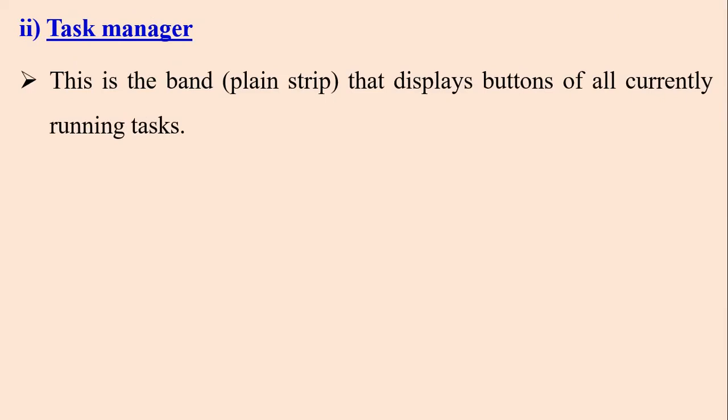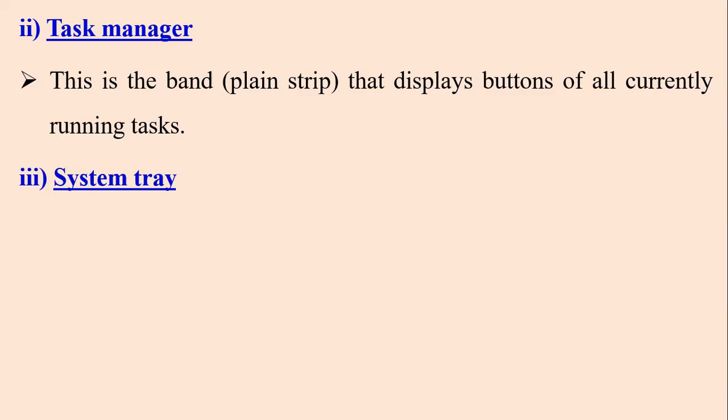Let's now look at the second part of the taskbar, which we call the task manager. This is the band or a plain strip that normally displays buttons of all currently running tasks.